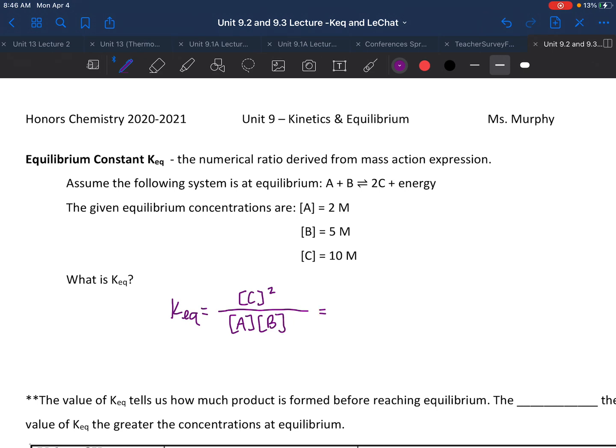If we plug in our numbers, we get that 10 squared is all over 2 molar times 5 molar.